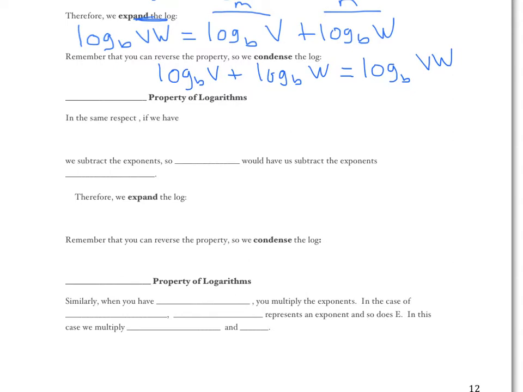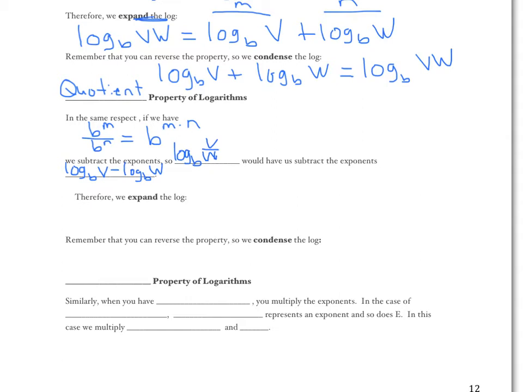The next one we have is, if we have product, we probably have quotient. So quotient means to divide. So in the same respect, if I have b to the m divided by b to the n, that really gives me b to the m minus n. So we subtract the exponents. So if I have log base b of v over w, that would have us subtract the exponent. So the log is the exponent, so then we would take log base b of v, because that's one exponent, and subtract log base b of w, because that would be the other exponent.